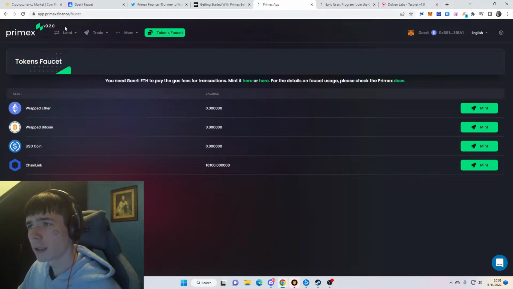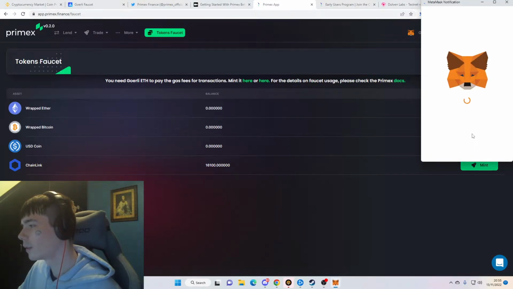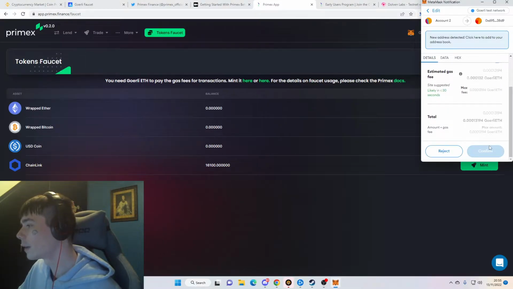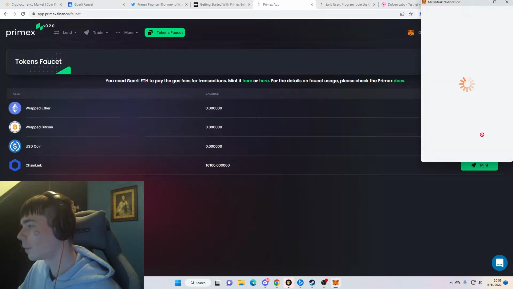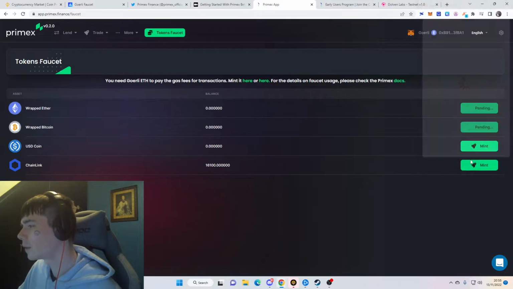By the way, on this faucet you get wrapped ETH, wrapped Bitcoin, USDC, and also some Chainlink. You need them because this is not the same ETH that you already have in your wallet. This is their own test token, so you need to get all of them again. It's just one transaction, and you can do that every 24 hours.